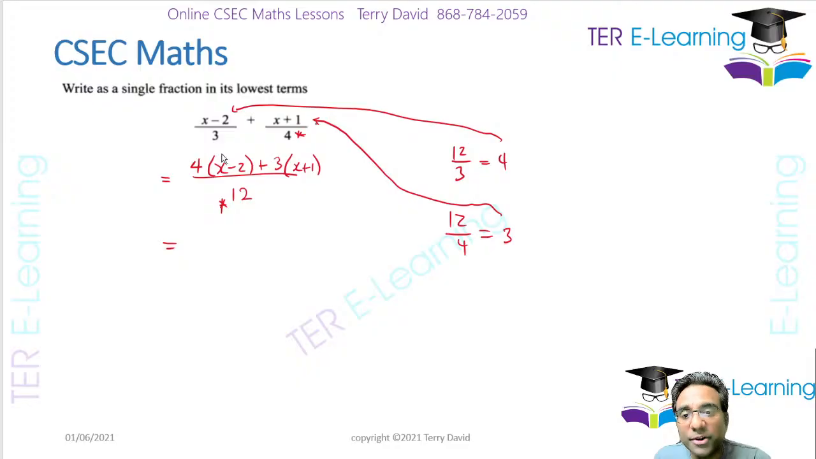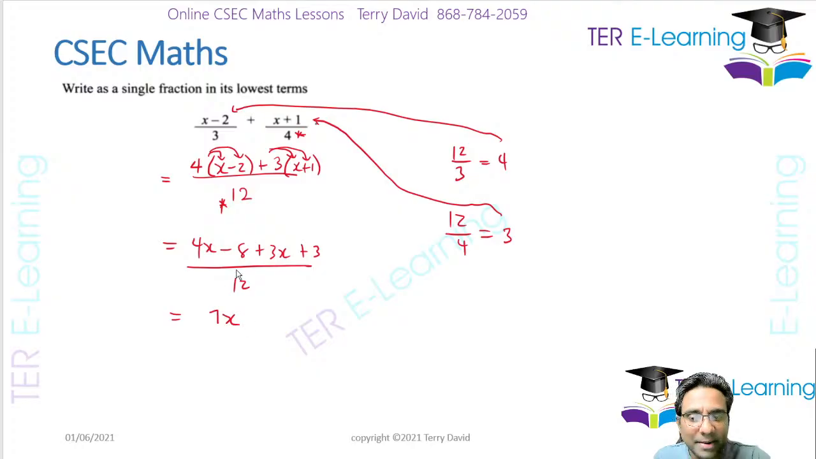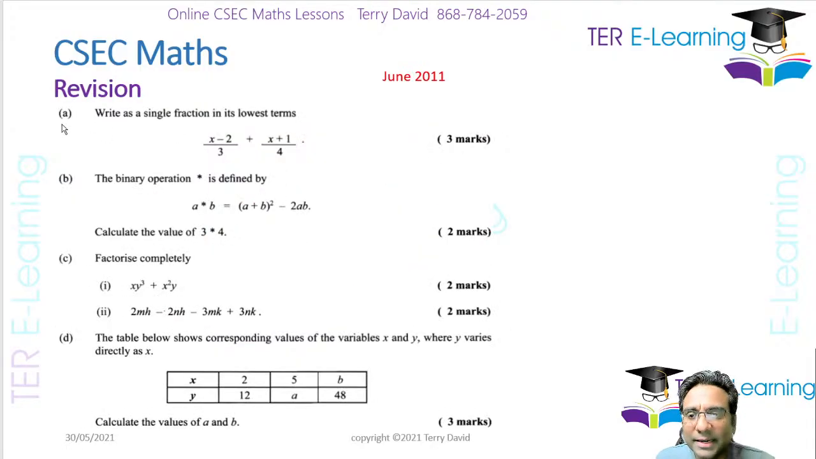Right? So we're going to remove the brackets. So 4 multiplied by x is going to give me 4x. Right? 4 multiplied by minus 2 is going to give me minus 8. Plus 3 multiplied by x is going to give me plus 3x. And then plus 3 by plus 1 is going to give me plus 3. And all of that is over 12. Right? So 4x plus 3x is going to give me 7x. Minus 8 plus 3 is going to give me minus 5, and all of that is over 12. So we've seen several questions like this in the paper so far, right? So that is part A.